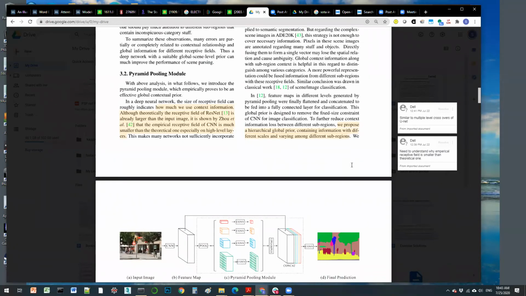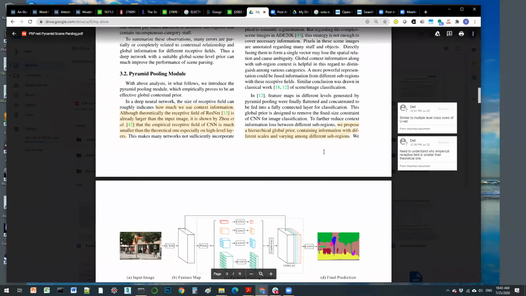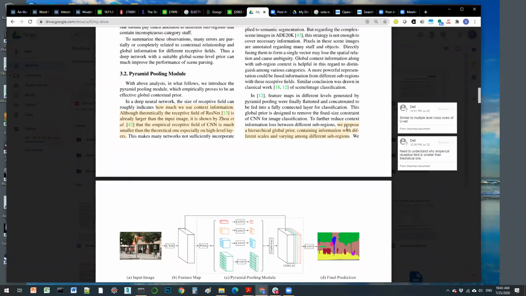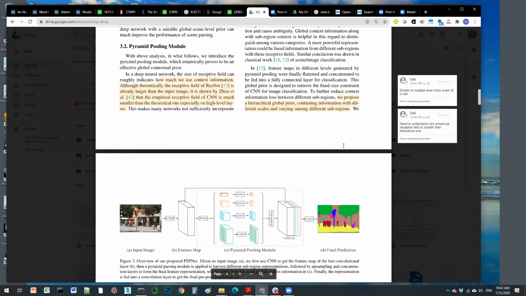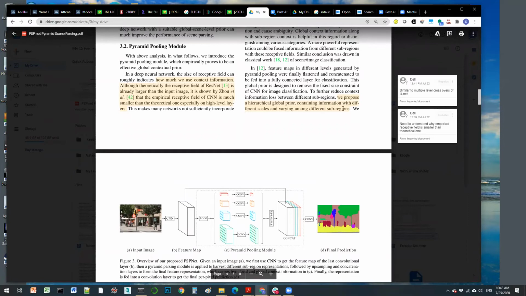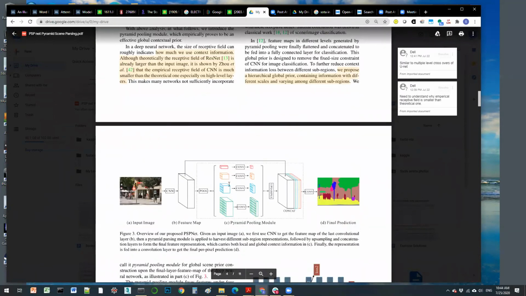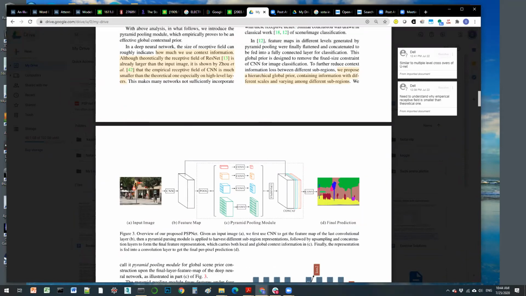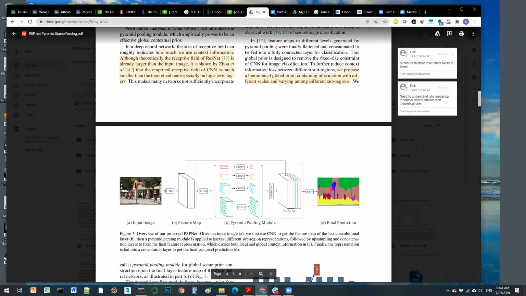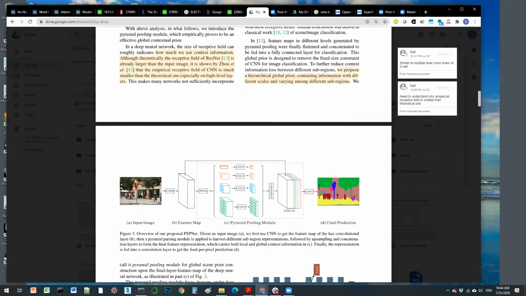So to further reduce, and then the next one that I thought was bottom line, this is one of the key ideas: we propose a hierarchical global prior containing information with different scales and varying among different subregions. So that is the big deal, and that talks to this image here, which I'll spend a little bit of time on because that's the key concept, the biggest one. You take the image, you do the stem, which is, I think, dividing it by 1/8, if I'm not mistaken, and you get the feature map.